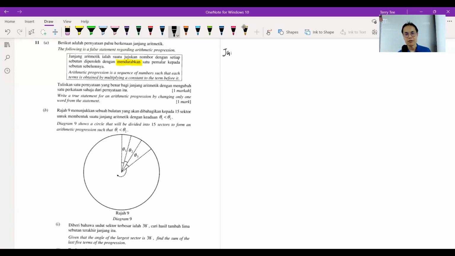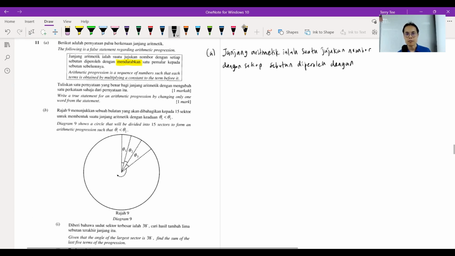Okay, so sorry, this one you have to write the whole thing. Okay, I'm going to write bahasa Janjang aritmetik ialah suatu jujukan nombor dengan setiap sebutan diperoleh dengan, instead of mendarab, we say menambah satu pemalar kepada sebutan sebelumnya. Yeah, so yeah, this keyword is menambah.